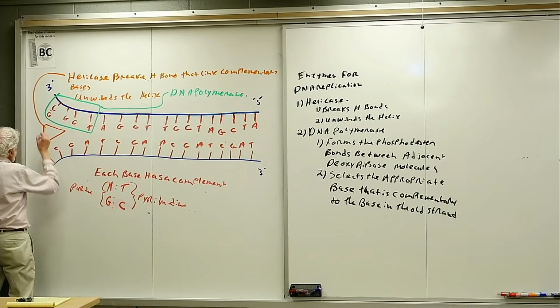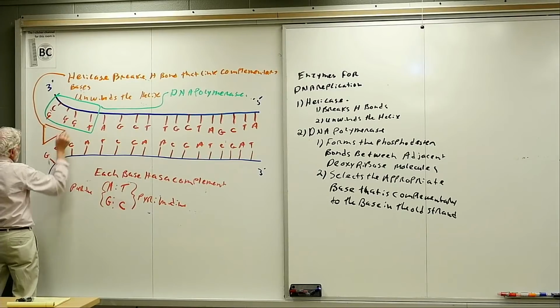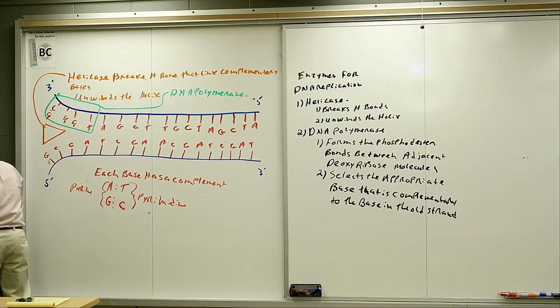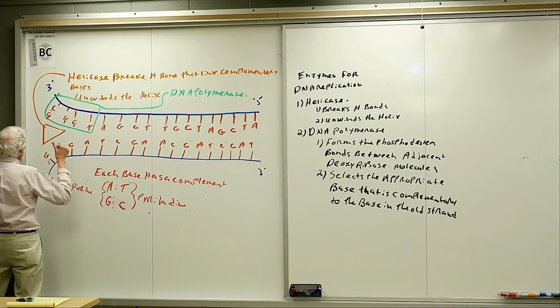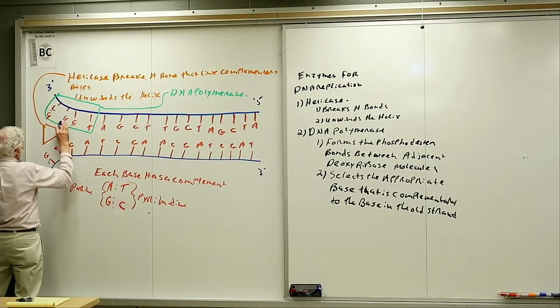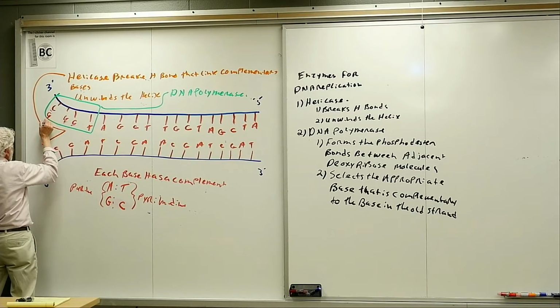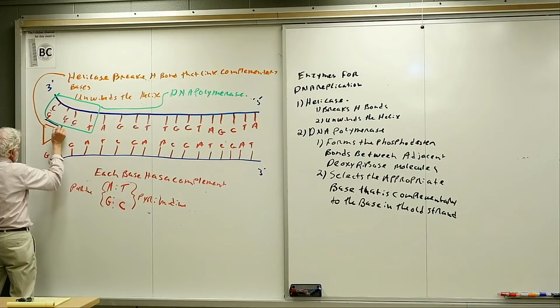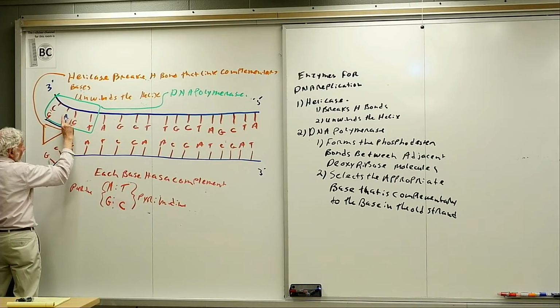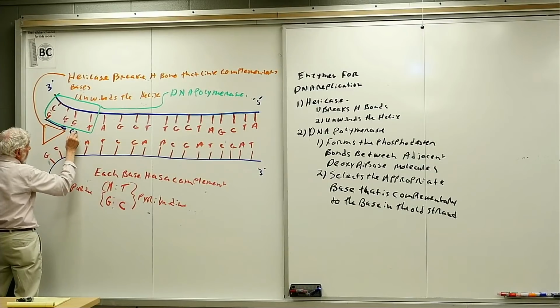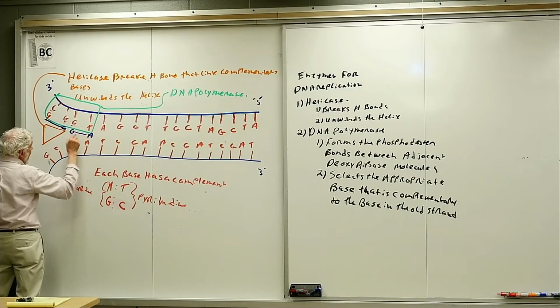But that's not what I wanted to do. It's a form of phosphodiester linkage between that cytosine and this cytosine, because this is a guanine. So now we're going to put a cytosine here. This is a cytosine. We'll put a guanine here, form the phosphodiester linkage, put an adenine here.